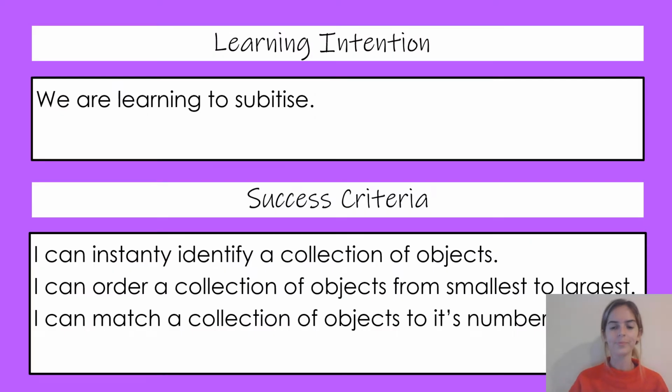Well done, everyone. Okay, so let's look at our learning intention and success criteria for today. Our learning intention is that we are learning to Subitize, and I know that you've all been doing such a great job all week. Our success criteria, what we're doing is we're putting everything we've learned all together today to create a beautiful craft. So our success criteria is I can instantly identify a collection of objects because that's what Subitizing means. I can order a collection of objects from smallest to largest, and I can match a collection of objects to its number. Okay, so come and take a look at what we're making.